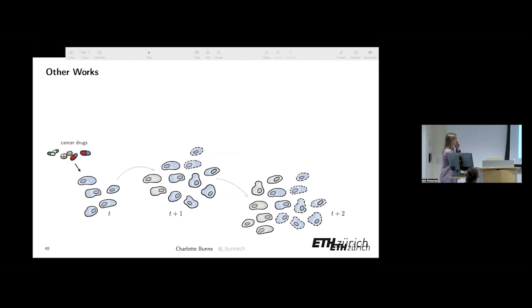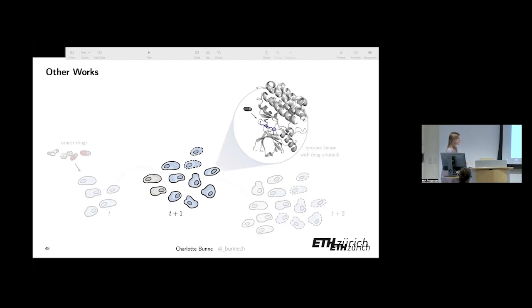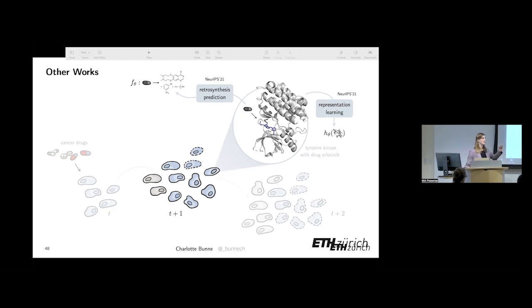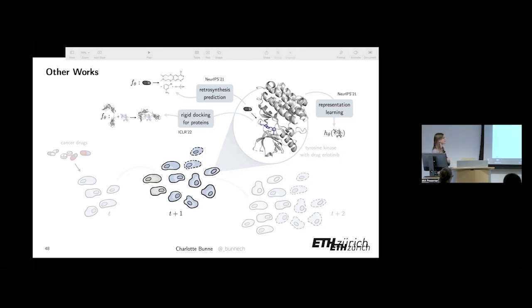So I would like to end the talk with a quick outlook of other work we looked at, which is equally exciting, but I didn't have the time to talk about it today. And this is where we predicted retrosynthesis paths for drugs or for all types of molecules. We were looking quite a bit in the direction of protein design, equally important for drug development, where we would like to find good representations of our quite complex proteins to learn with. Or I was recently working with Octavian at MIT to look at rigid docking for proteins.